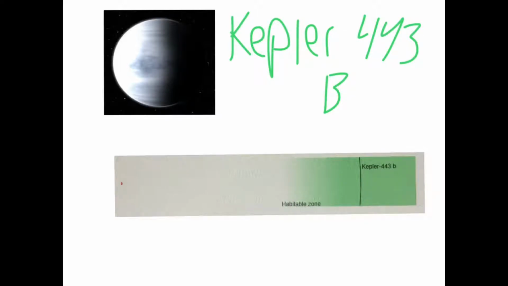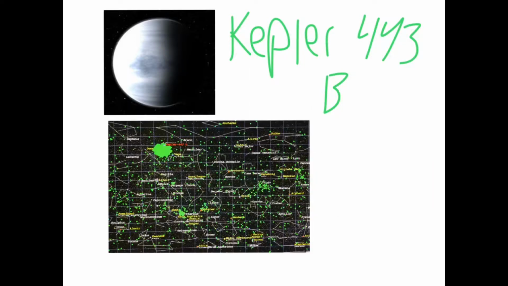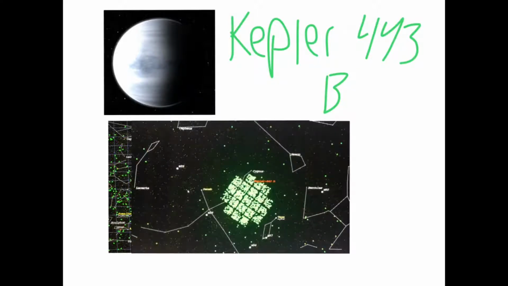Kepler 443b falls into the habitable zone, as shown by the image, where the red dot represents the star, Kepler 443. This is where Kepler 443b is located on the stellar map. This is a zoomed-in version of the stellar map, showing Kepler 443b's location.